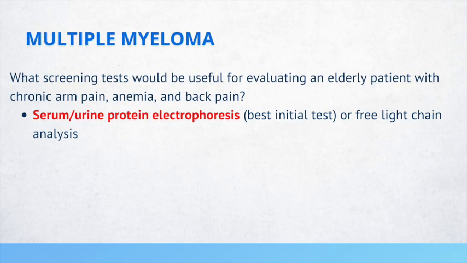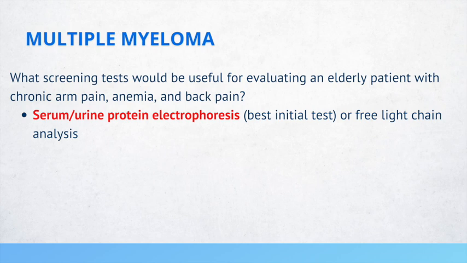Multiple myeloma. What screening test should be useful for evaluating an elderly patient with chronic arm pain, anemia, and back pain? A serum or urine protein electrophoresis. This is the best initial test. Or you can do a free light chain analysis.